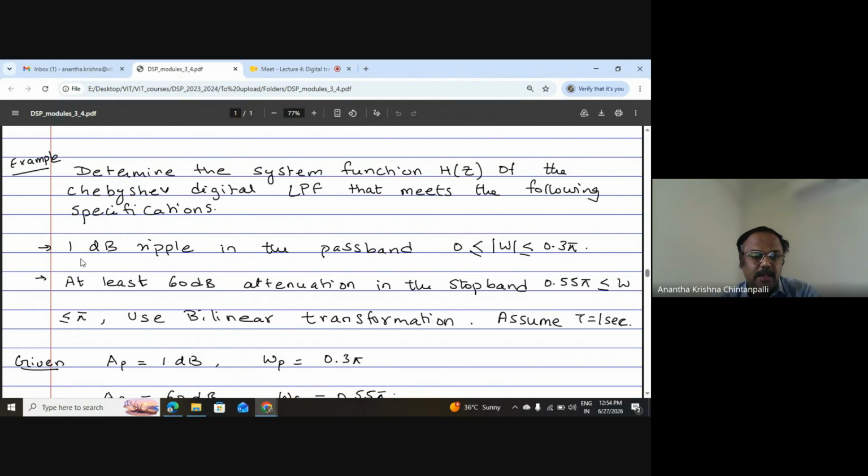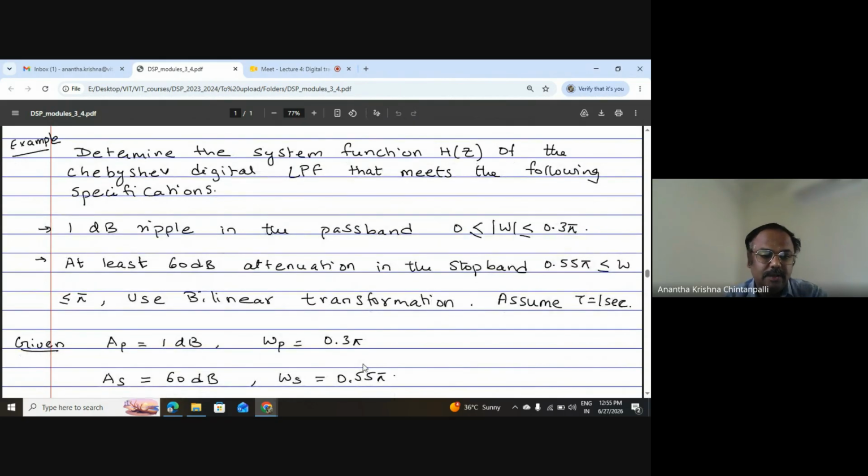So this is your Ap value, which is going to be 1 dB. Your omega p is going to be 0.3 pi. At least 60 dB attenuation. So that means that your omega s is 60 dB in the stop band.